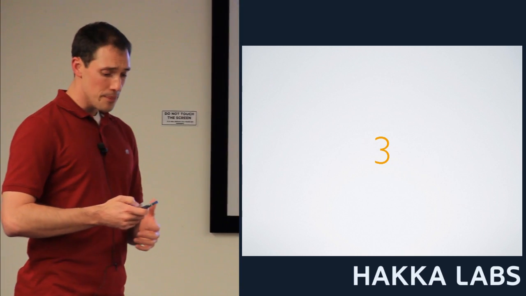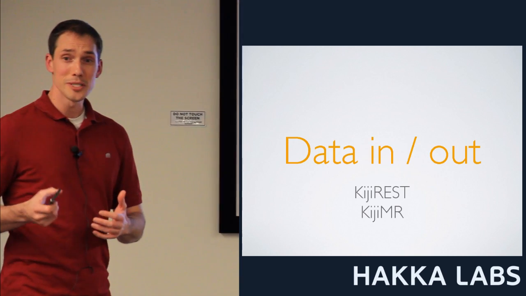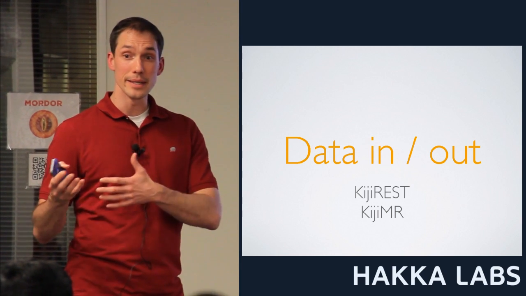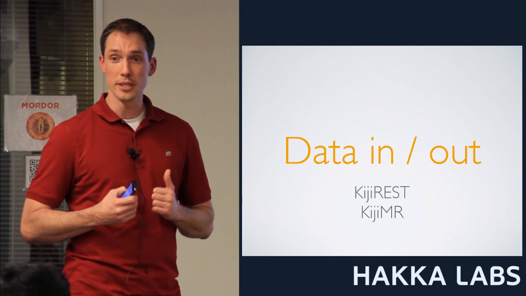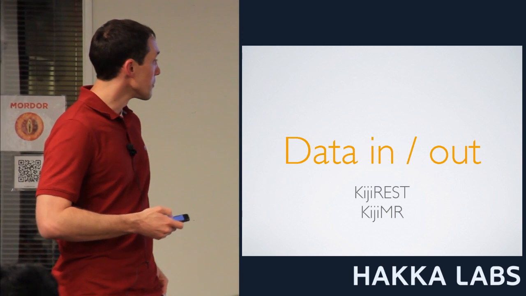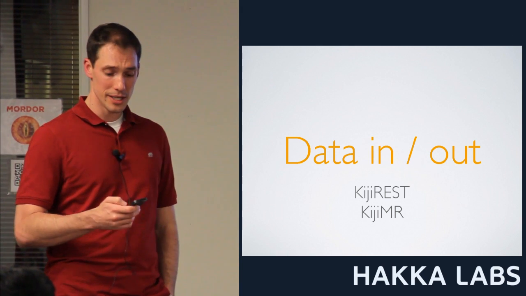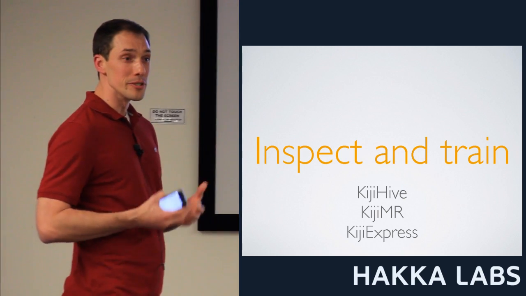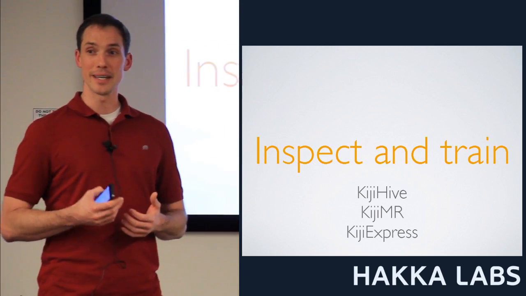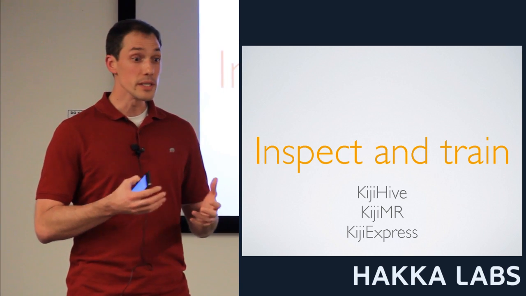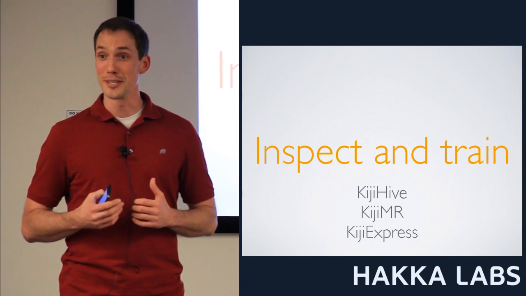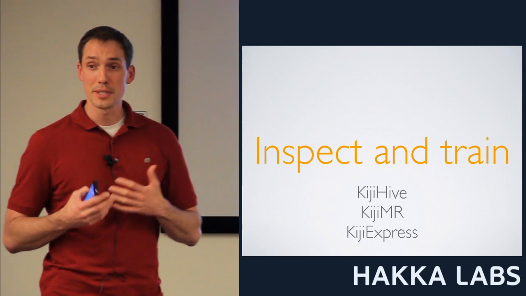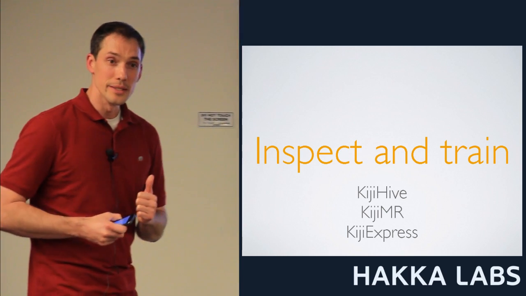So to recap, we talked about 3 things you need to do to build a big data application. The first was to have a way to get data in and out of your database from your application. And to this end, we have Kiji RESTs and Kiji MapReduce. The second was to enable your data scientists to inspect the data in Kiji and then use it to gain some insights and develop and train some machine learning models. For this, we have Hive, Kiji MapReduce, and Kiji Express.